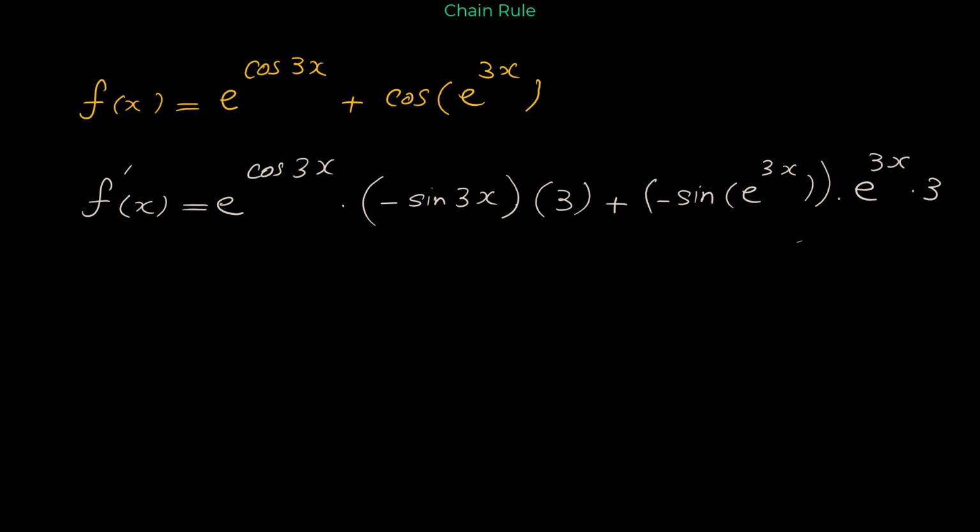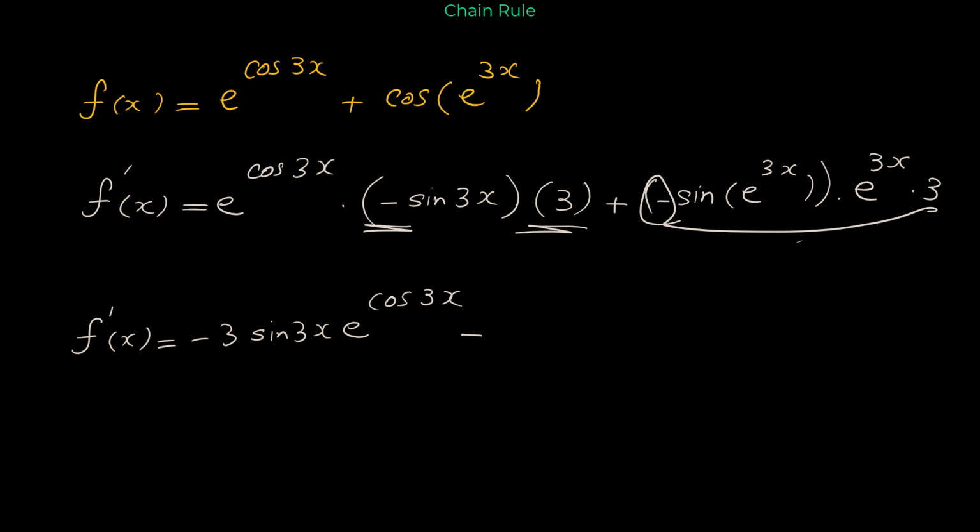Let me rewrite my answer in a better form here. We have this 3 and this negative here. We can rewrite this in front: negative 3 sine of 3x e to the cosine 3x. And also here we have minus 3, so minus 3 e to the 3x sine of e to the 3x.